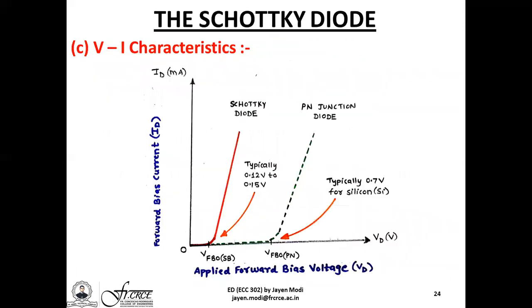For the VI characteristics, what you see is that the forward bias characteristics are exactly similar to PN junction diodes, the only difference being that the forward breakover voltage for a Schottky diode is far less as compared to a silicon diode. Here, VFBO stands for the forward breakover voltage of the Schottky barrier, and this is the forward breakover voltage for a typical normal PN junction barrier. Characteristics are almost the same, but the current curve for a Schottky diode is still far steeper as compared to an ordinary PN junction diode.